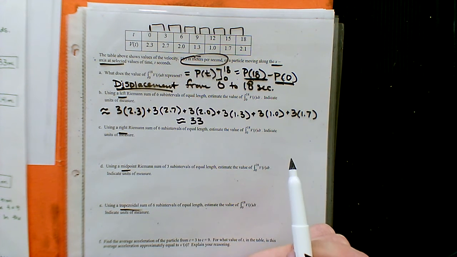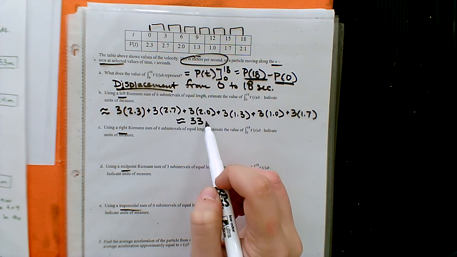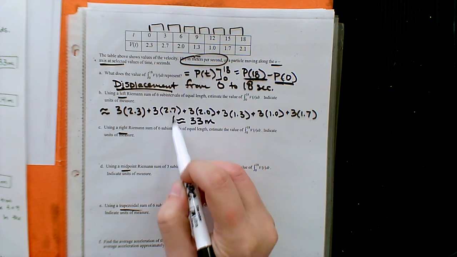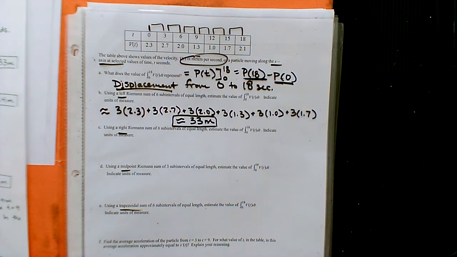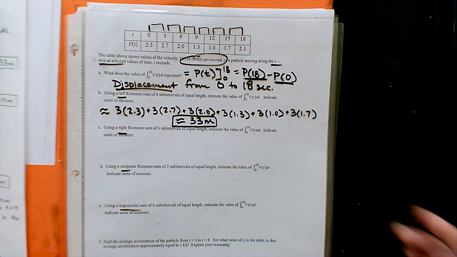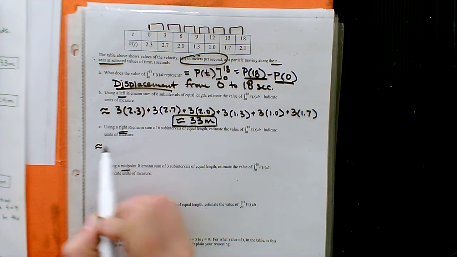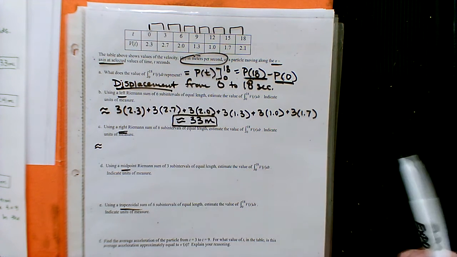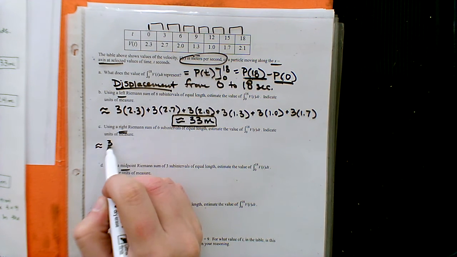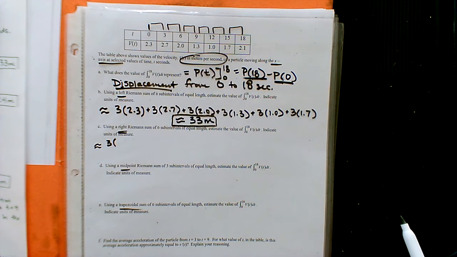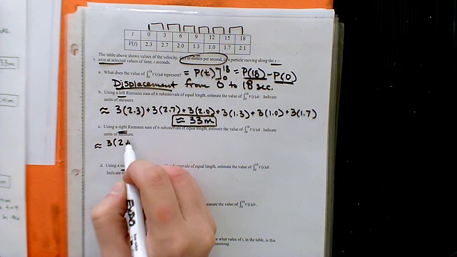33 units. Meters. All right, so there's one approximation for this displacement, just based off the table values that we know. Let's see if we can get another approximation. This time we'll do a right Riemann sum. So it's going to be very similar. We still have the 6 subintervals, or those 6 rectangles. Our base length is still 3, but this time we want to choose the right endpoints.